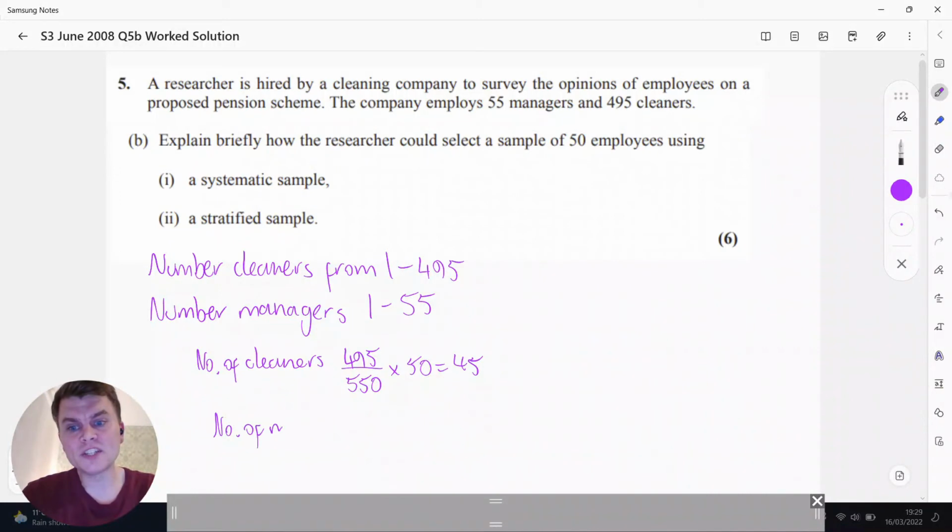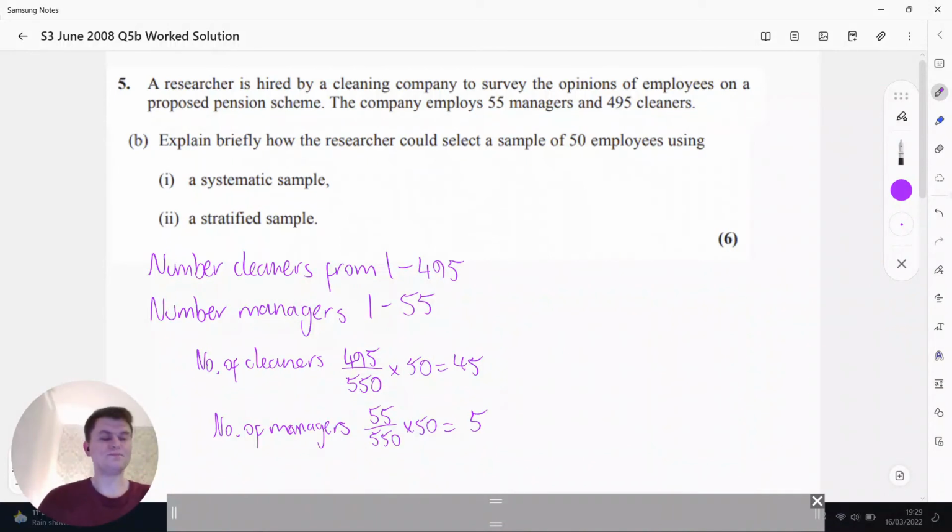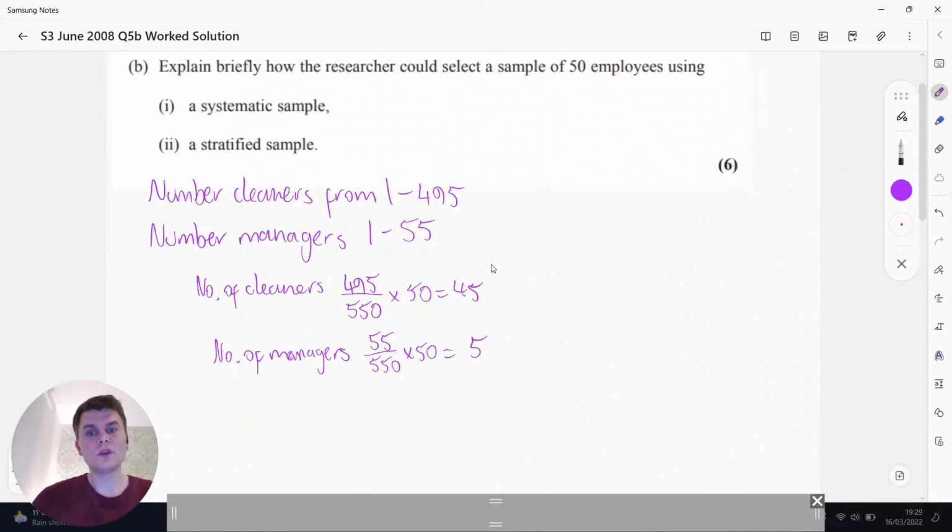So the number of managers is again the fraction of the population multiplied by the sample, and you do get 5. Don't stop there, because that's not quite completed the question. You then need to go on to describe how you would take that random sample.